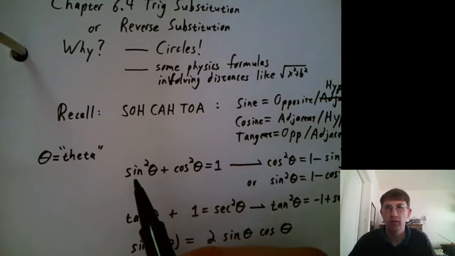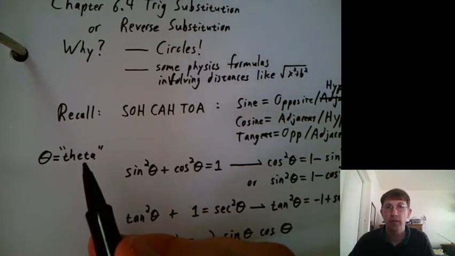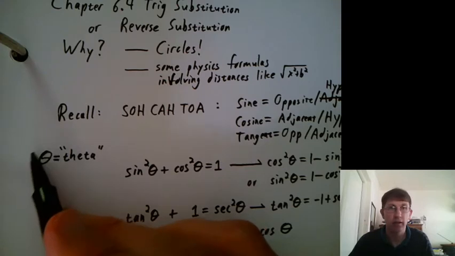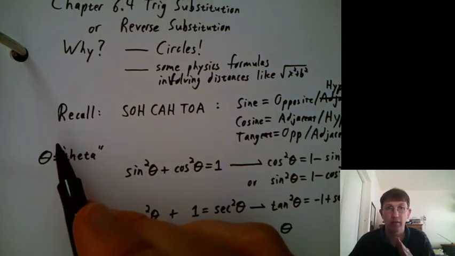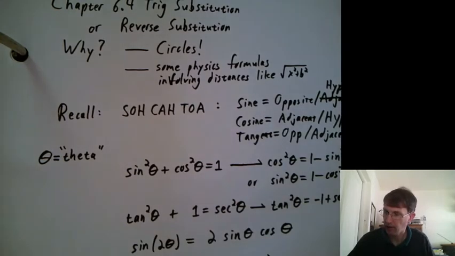Sometimes we use x for trig or t. Here it's common to use theta, the Greek letter theta, which is like an O with a horizontal line drawn through the middle, not a zero. A zero would have a diagonal slash through it.